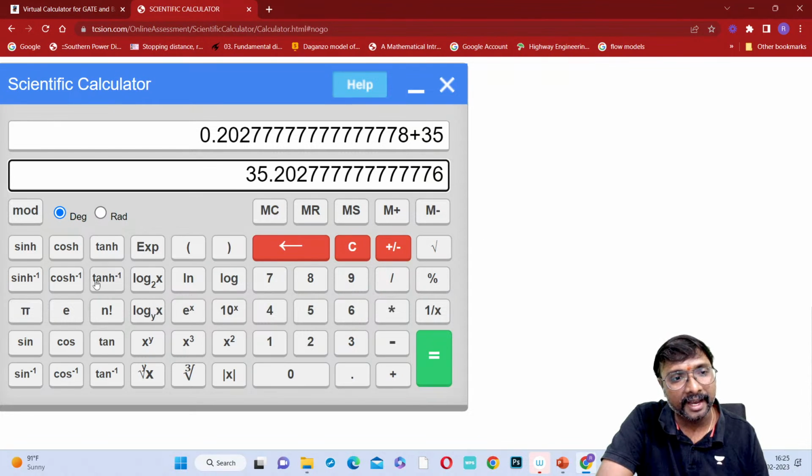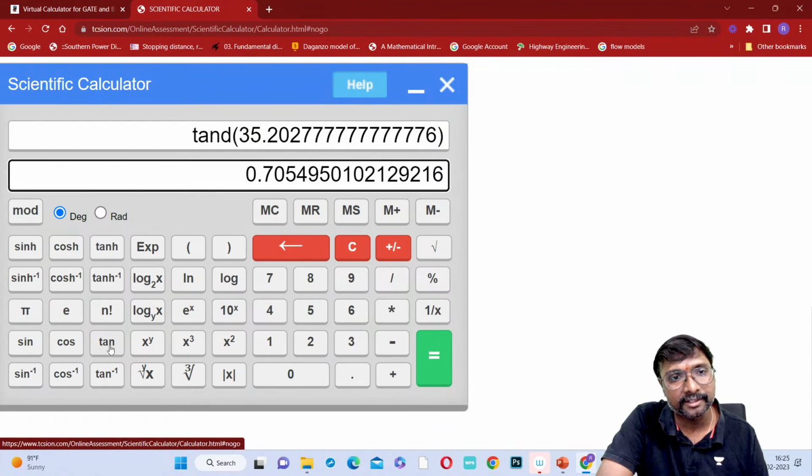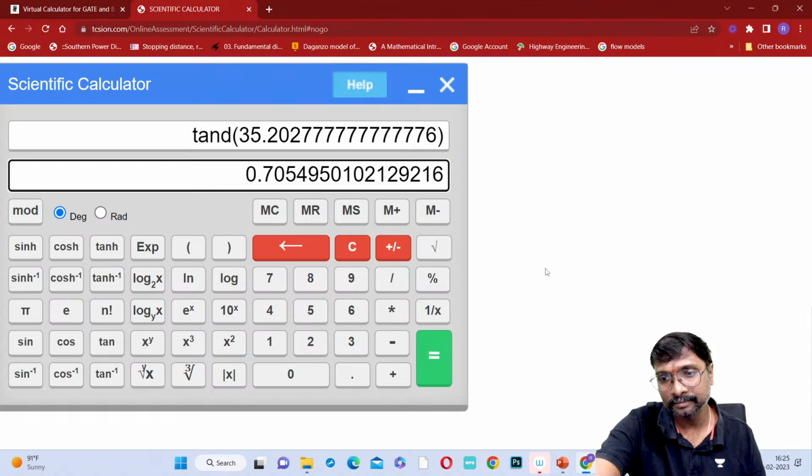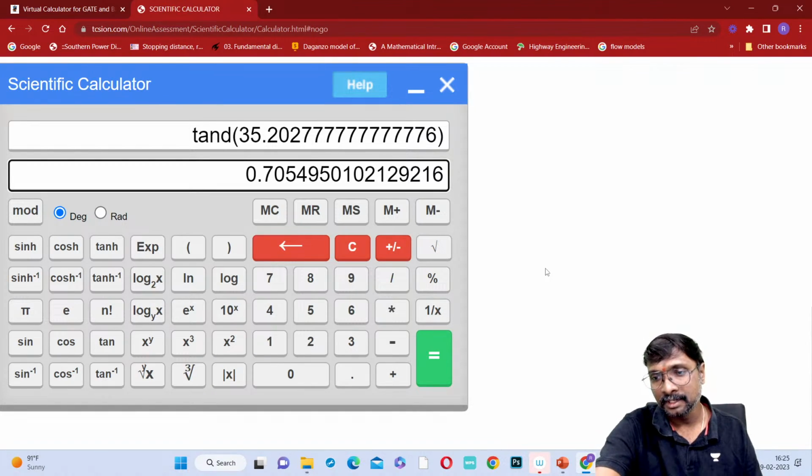So now tan of this one. Tan of this function, what will you get? 0.7054, right? Is that clear now, everyone? How to do this? All of you, is that clear? Yes or no?